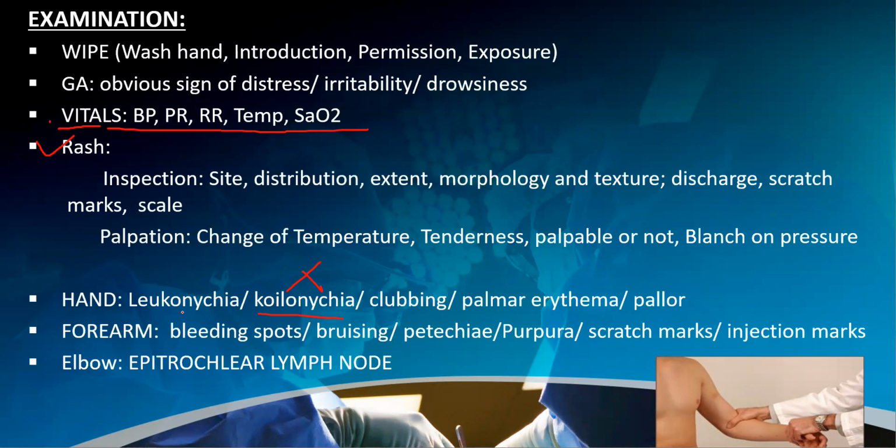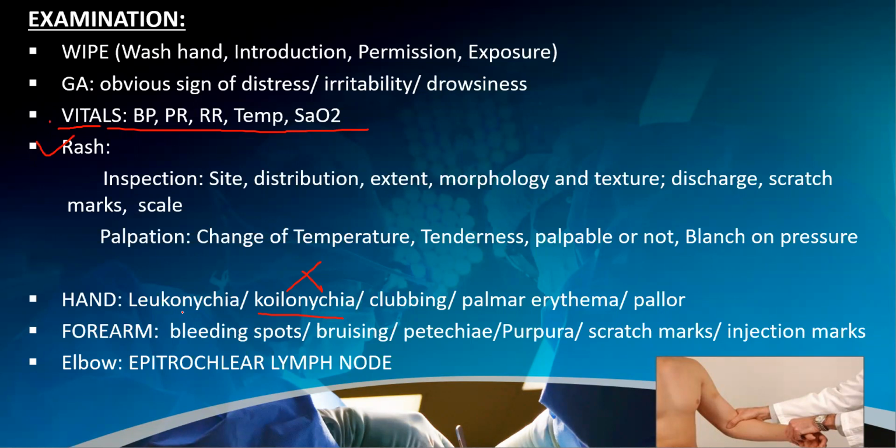Go into the forearm for any bleeding spot, bruises, petechia, and purpura. These petechia and purpura are kind of bleeding spots. So the petechia, small minute spot, which is less than 2 millimeter. When it's more than 2 millimeter, that's purpura. You look for any scratch marks and any injection marks as well.